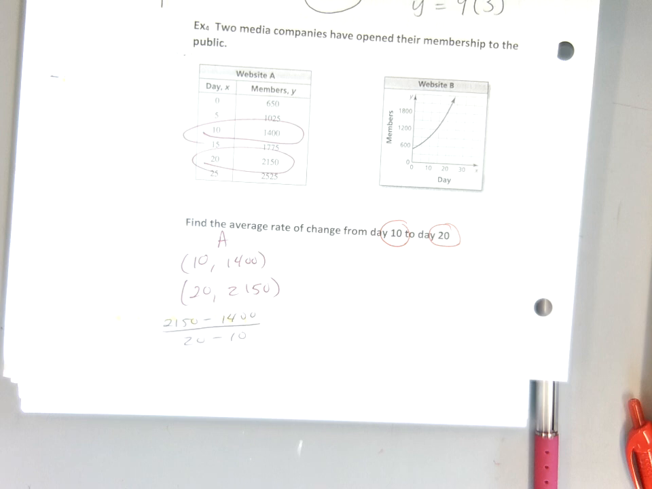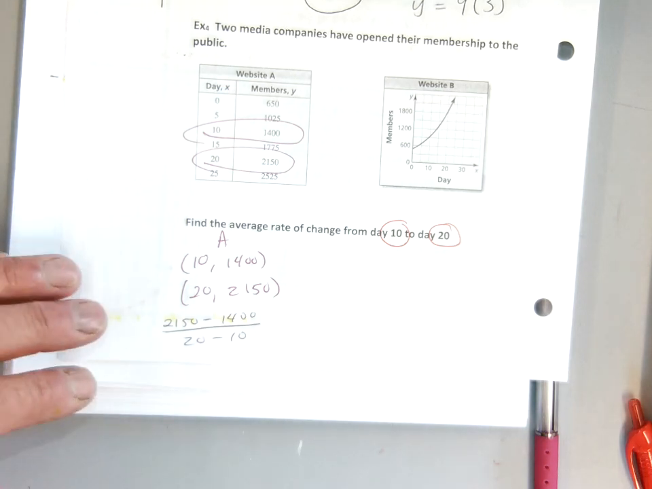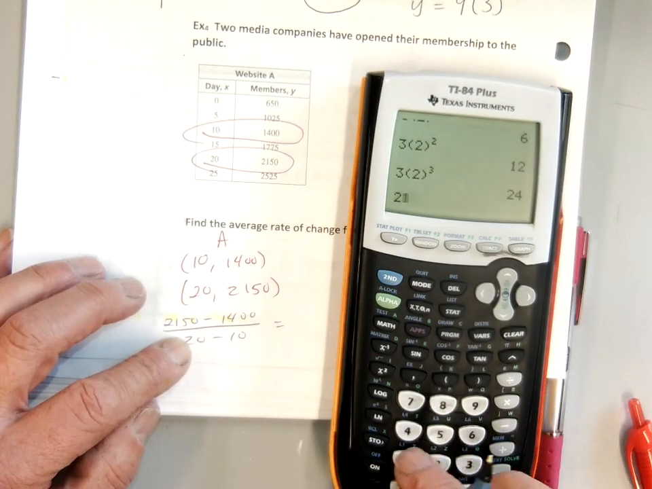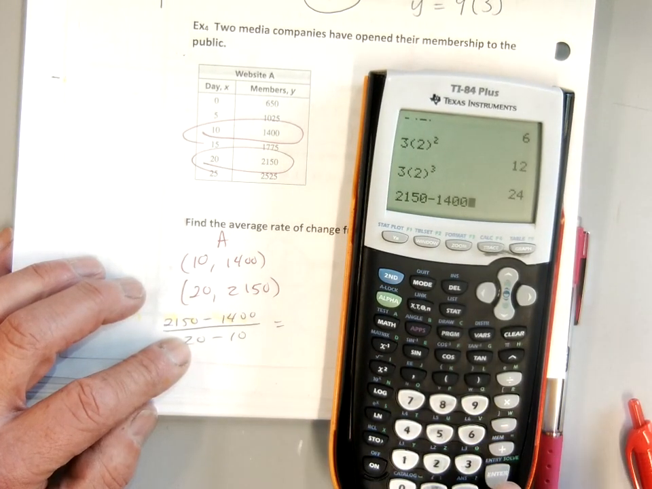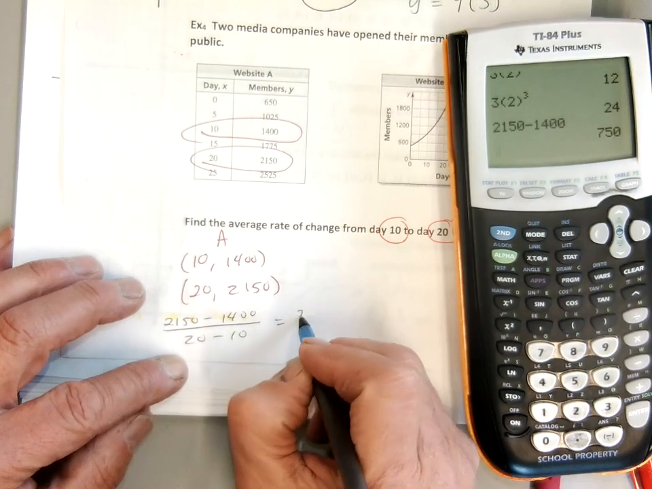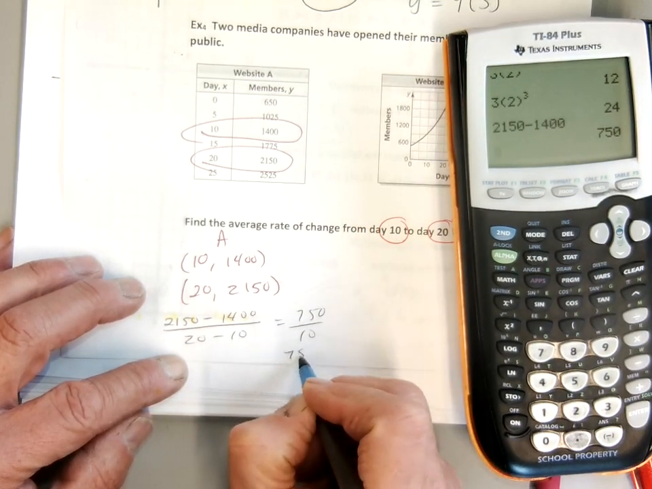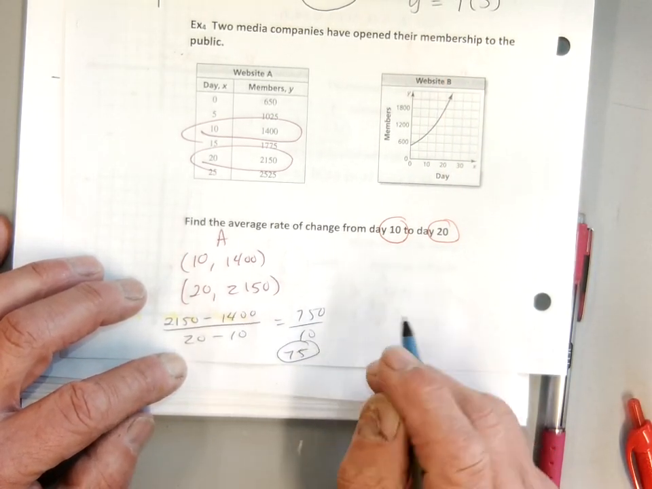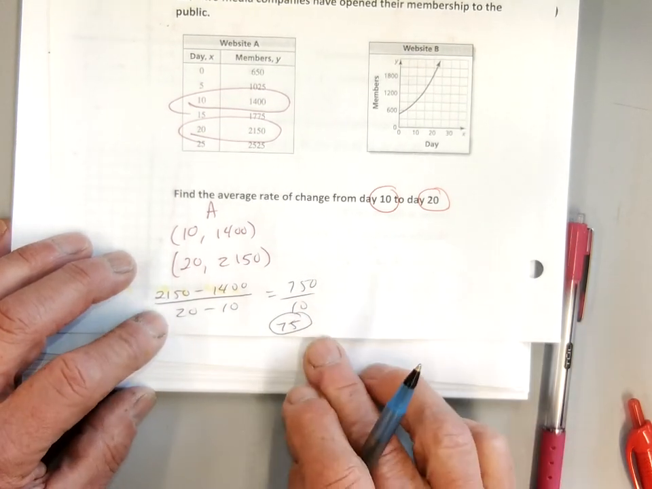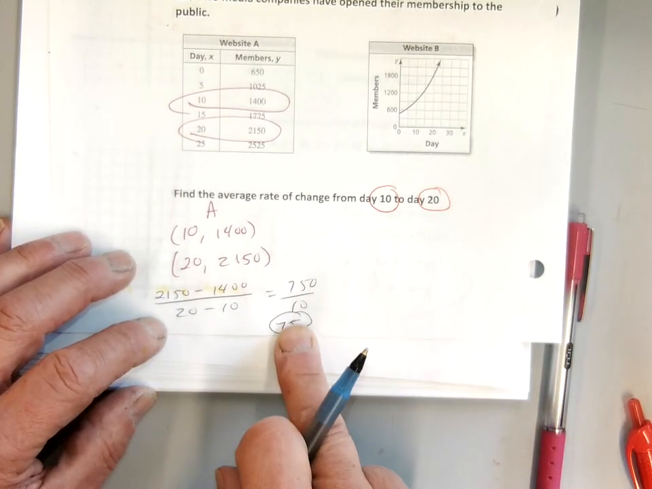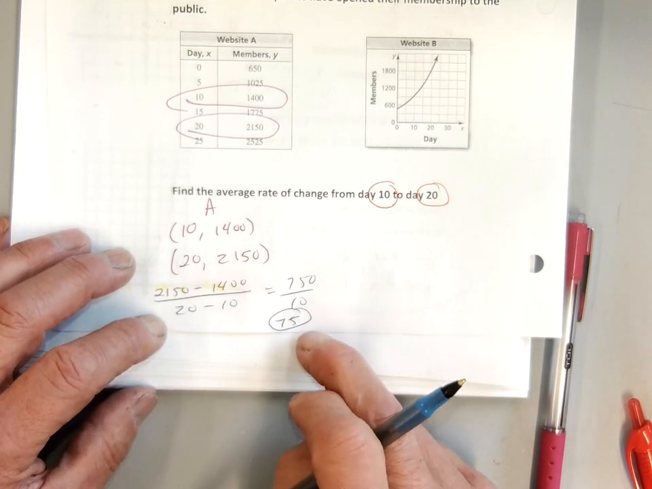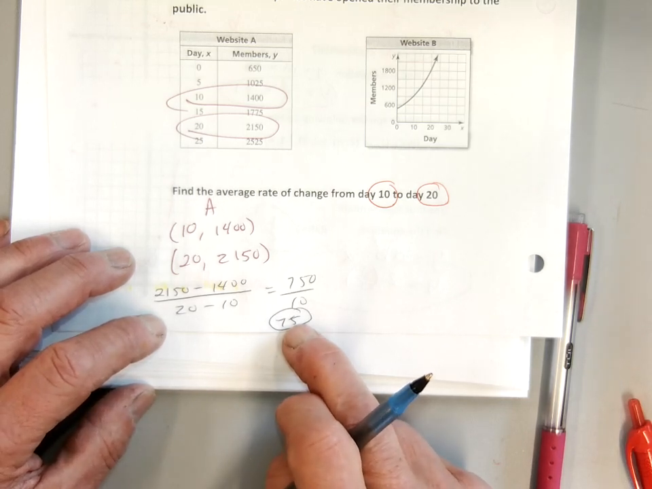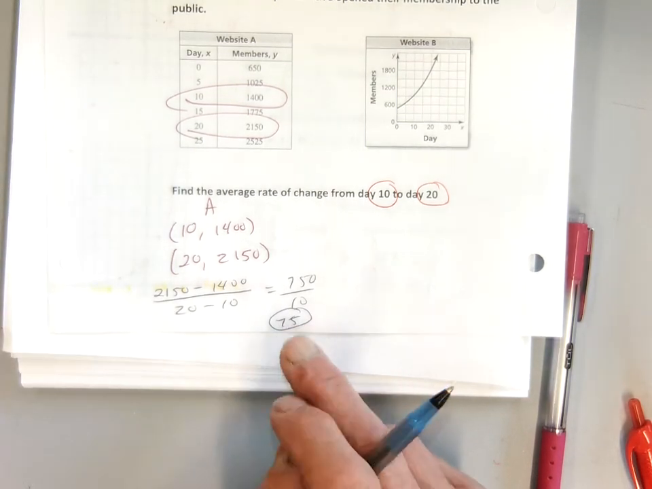I'm just going to use a calculator, I get the answer. Now tell me my average, just an average. Calculator time, 2150 minus 1400 gives me 750 over 10, or 75 members per day. That doesn't mean it's always going to be 75. That's just the average. That makes sense? 75 members a day does not mean every day it's going to be 75. Agree?